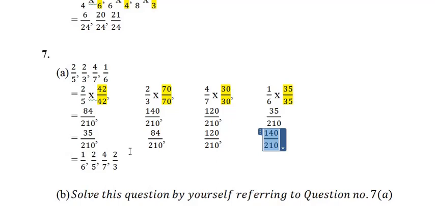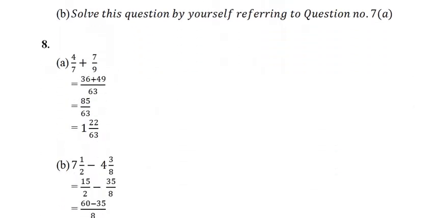Okay, now question number 8. Question numbers 8 and 9 are closely related to each other. It's very simple. You just have to find the LCM of the denominators. So the LCM of 7 and 9 will be 63, because 7 is a prime number, so you just multiply it with 9 and you will get 63.